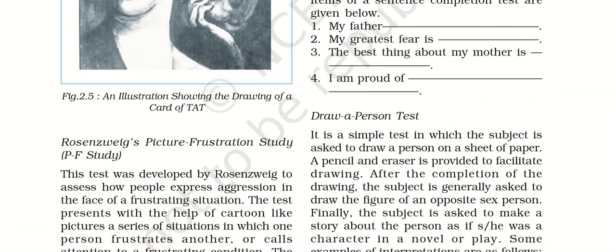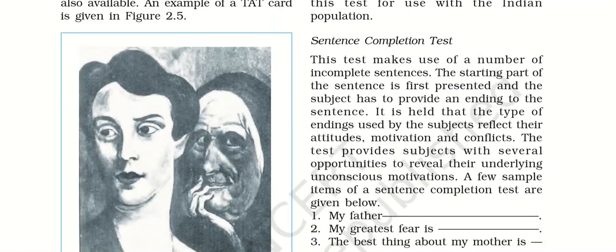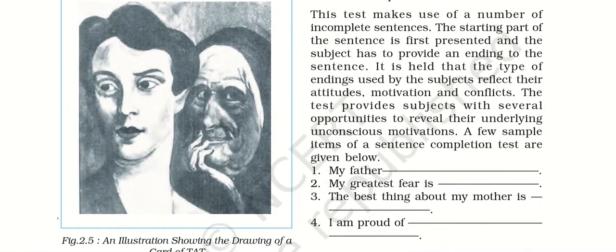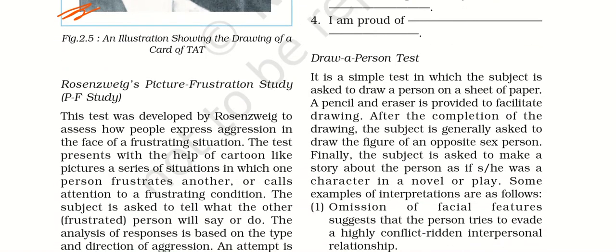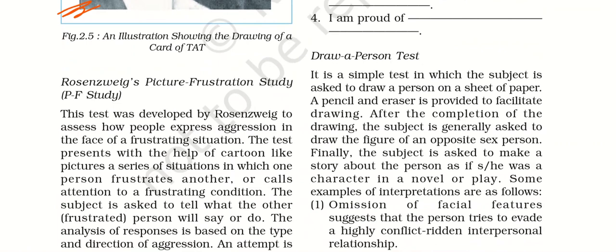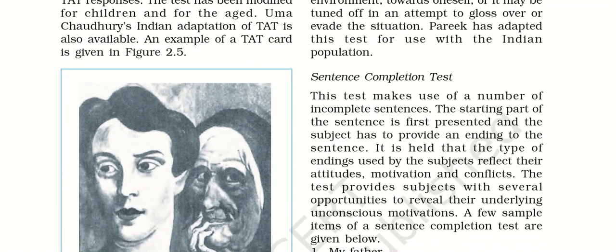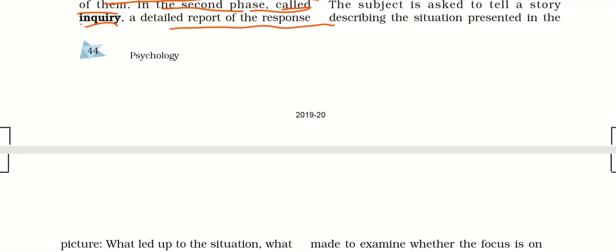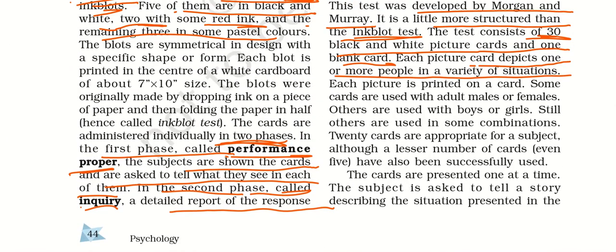Next one is, okay, this one is the illustration showing a TAT card. Now this picture is shown to you and you have to write down something about it. People usually write stories, and there's a hero in a story and there's a victim in a story, and that's how you try to derive information from what that particular person is trying to say, and you assess those things.